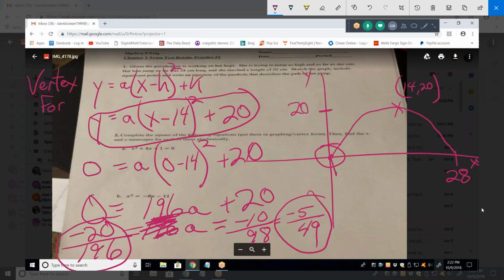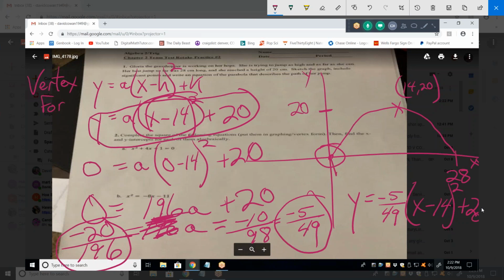What's my final equation? The question is to write the equation and sketch the graph. So the equation would be y equals -5/49 times (x minus 14) squared plus 20. There you go.